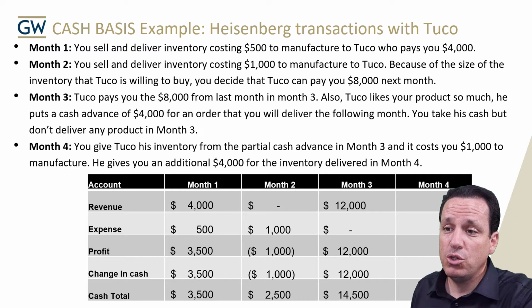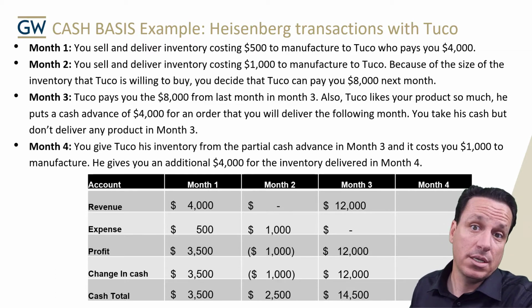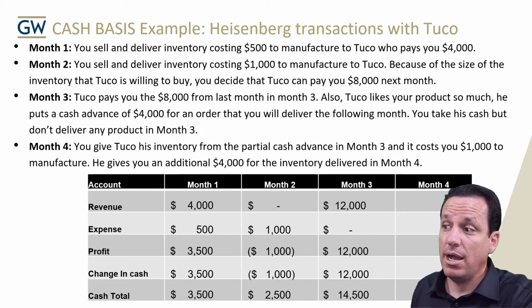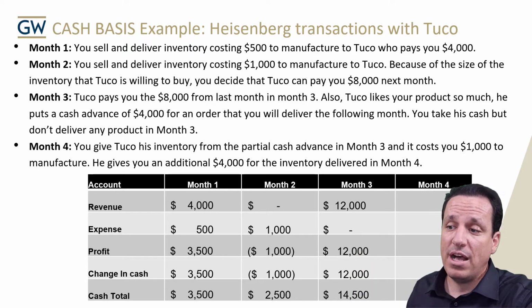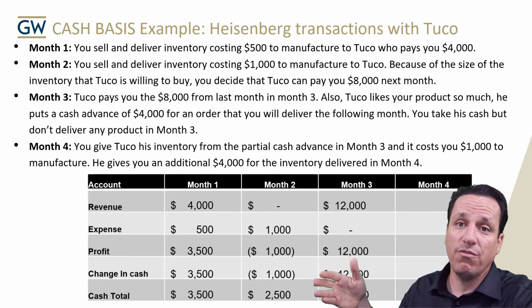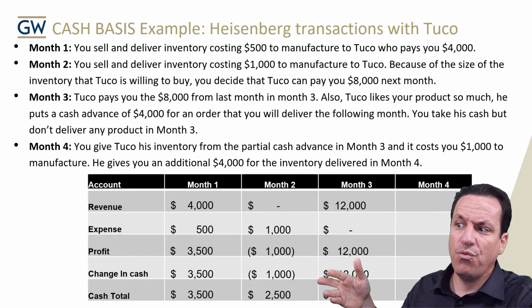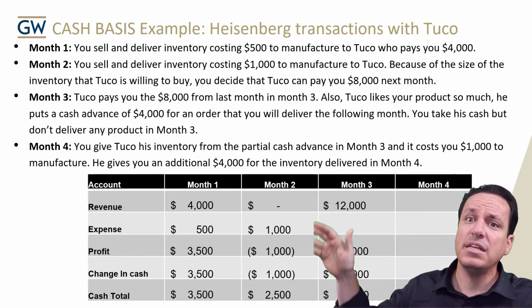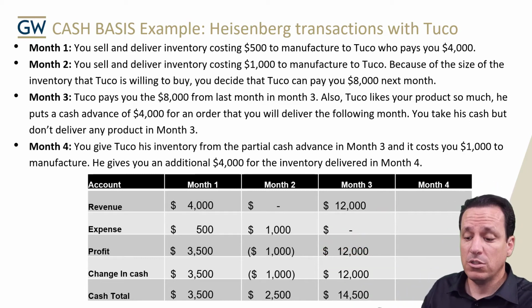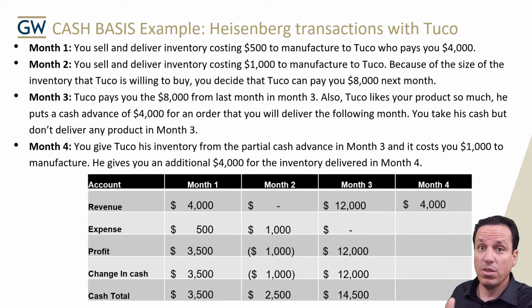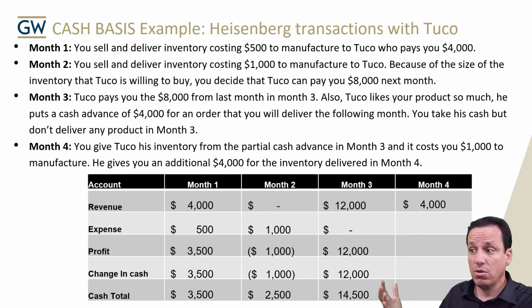So month 4, you give Tuco his inventory from the partial cash advance in month 3, and it costs you $1,000. So he gave you a cash advance, and so you're delivering the product now, and it's $1,000 to manufacture. That's how much it costs to manufacture. And he gives you an additional $4,000 for the inventory delivered in month 4. So how much is he giving you total for the month 4 inventory? Well, he paid you $4,000 last month, and he's going to give you $4,000 now. So it's $8,000 in total, but all you got was $4,000 this month. So that's all you're going to report as cash, $4,000 for your revenue. That's all you got, $4,000.